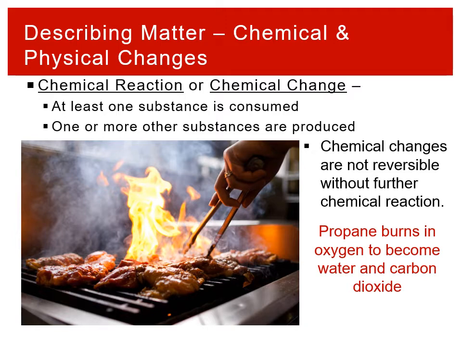So for example, this fire that's underlying the grill, you have propane burning in oxygen. Those are two substances. They react, and they become water and carbon dioxide. Those are new substances. After this chemical reaction, the propane and oxygen are gone, and water and carbon dioxide now exist. You did not have water and carbon dioxide initially, and now you do. So you have consumed the propane and oxygen, and you have produced water and carbon dioxide.